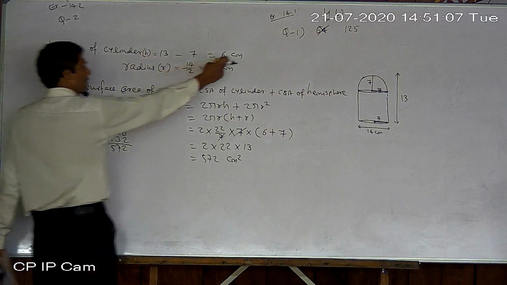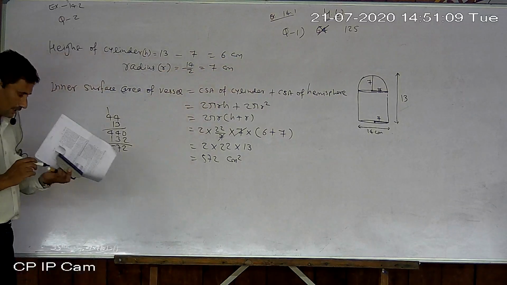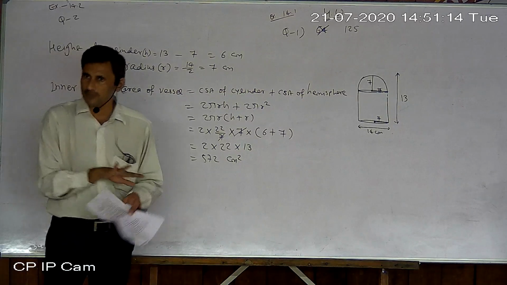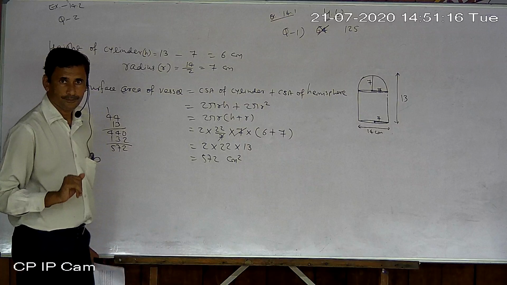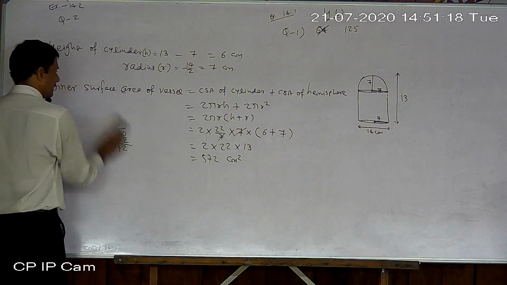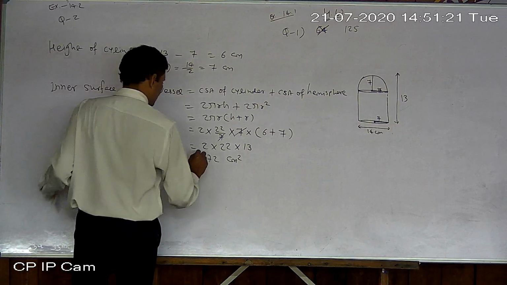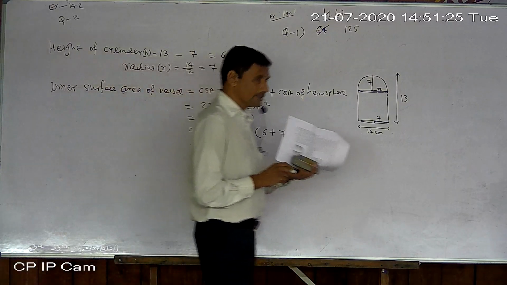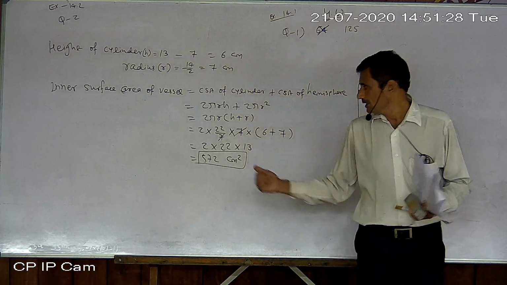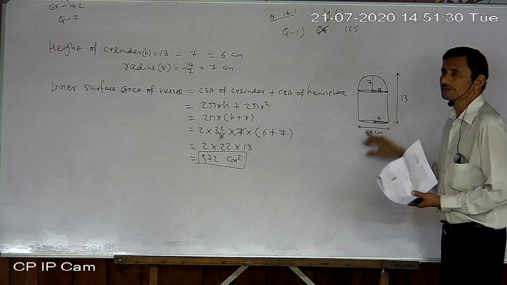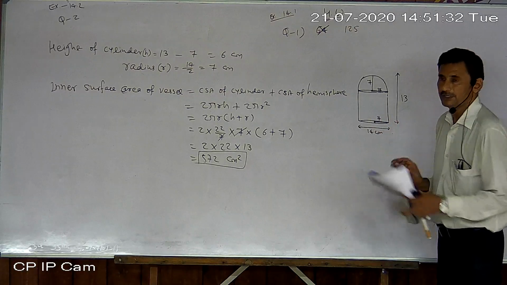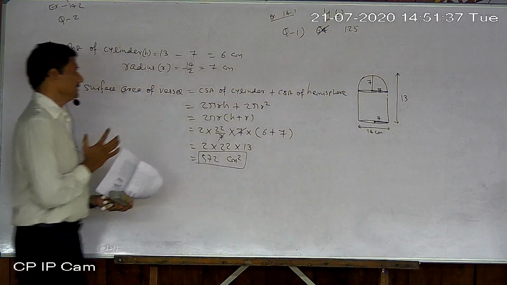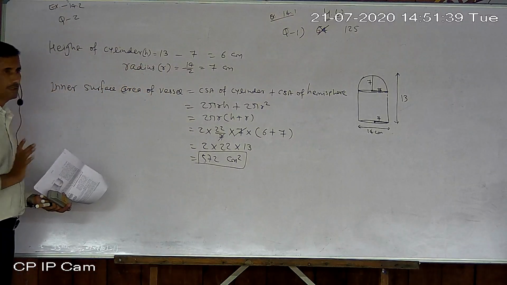Why? Because our measurement given in centimeter. And unit of area is always centimeter square or square centimeter, otherwise meter square or square meter, but never cube. Okay, so remember that also. Now you can write statement also. Therefore, inner surface area of given vessel is 572 centimeter square or square centimeter. Okay, you understand.